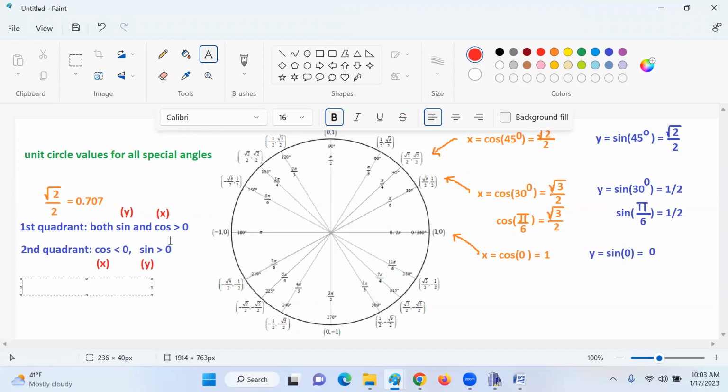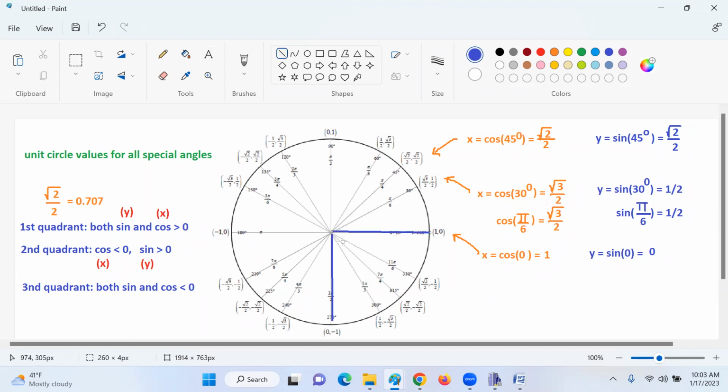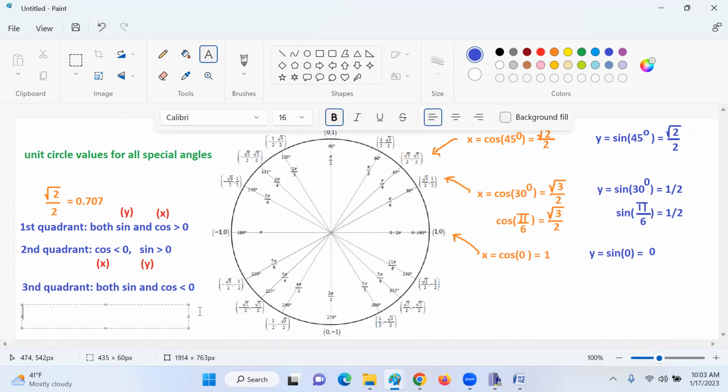And then for the third quadrant, both x and y are negative, right? Both sine and cosine are negative. And then for the last quadrant, this is what we have for quadrant number 4. We do have x positive, but y will be negative. So for quadrant number 4, x will be positive, meaning cosine is positive, right? And then sine will be negative.